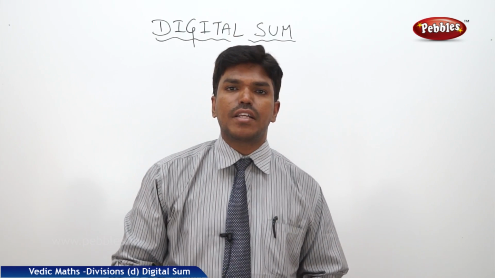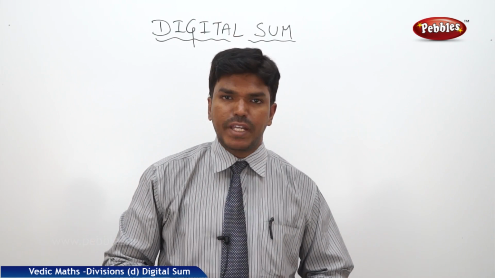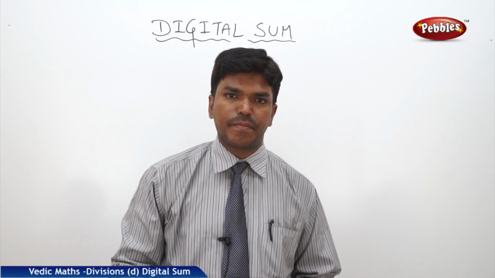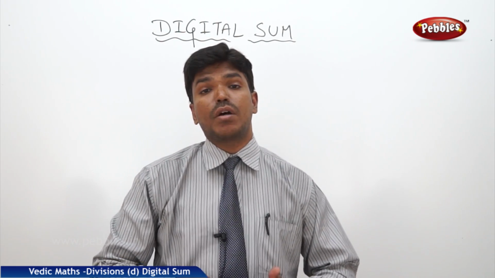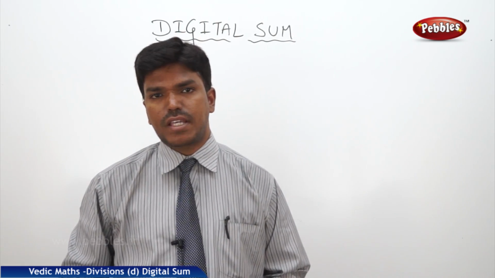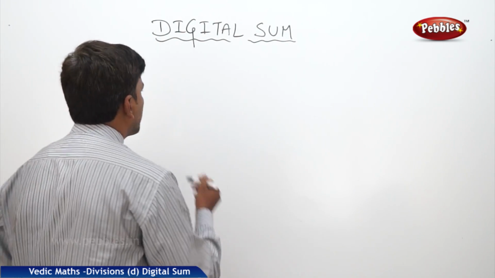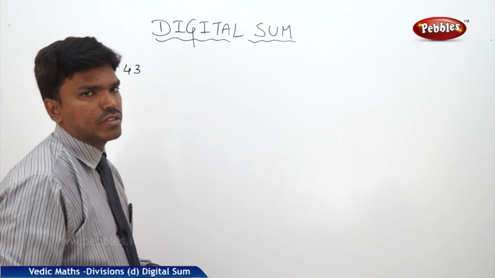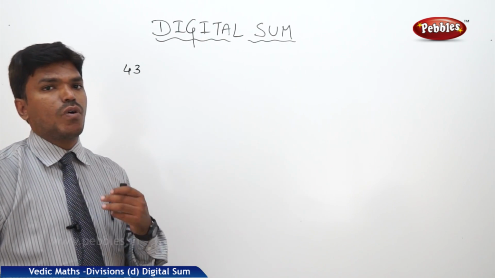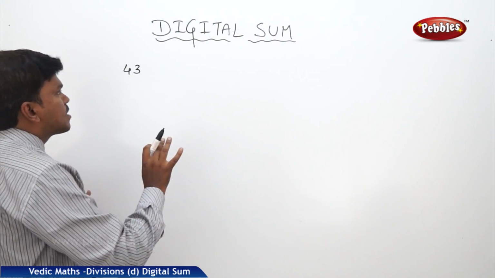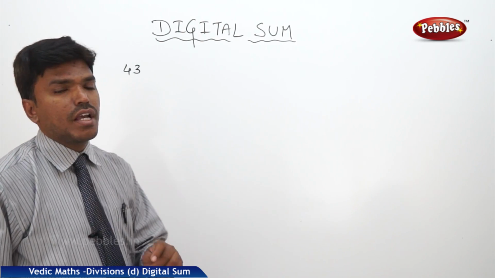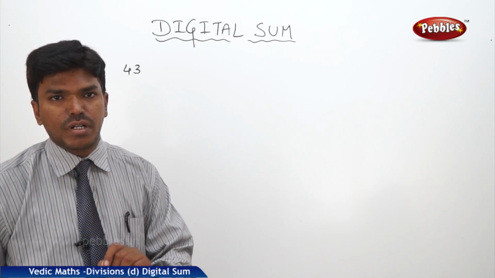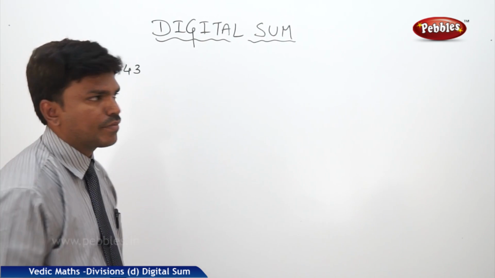Now we'll discuss another important topic in our Vedic maths, that is digital sum. What do you mean by digital sum? And what are the applications of this digital sum? Now we will see here. For example, suppose 43, a number is there, and if you want the digital sum of this number, digital sum is nothing but simply the sum of the digits in a number until you get a single digit.